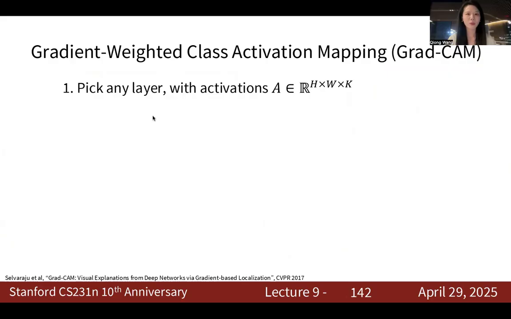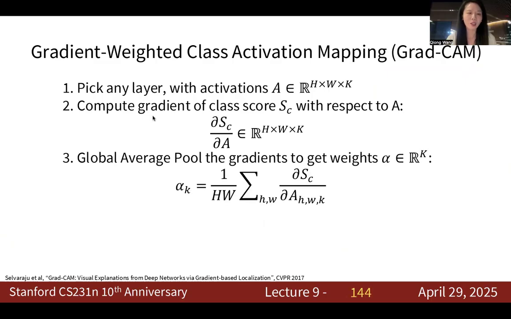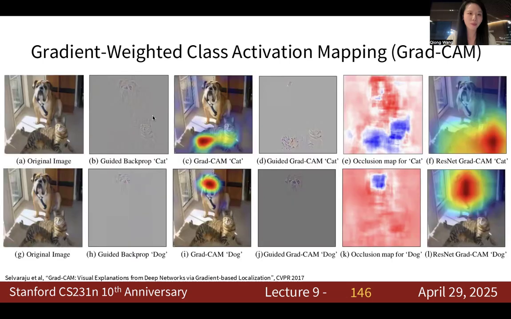So what can we do? We can use gradient-weighted class activation mapping. We also call it Grad-CAM. First step, we pick any layer with activation A, and we compute the gradient of class score S with respect to A. Global average pool the gradient to get the weights. Compute activation maps. We use this way to get the results about a dog, a cat, and this is an example.